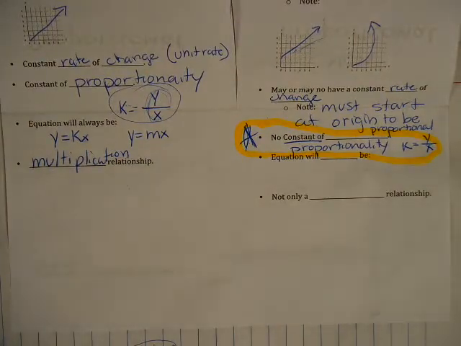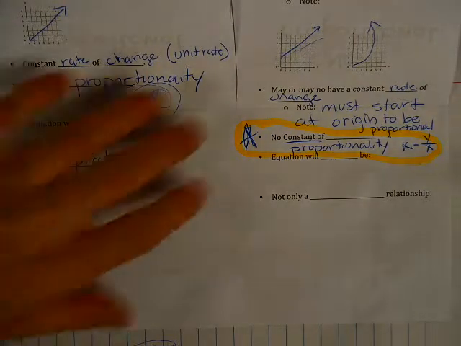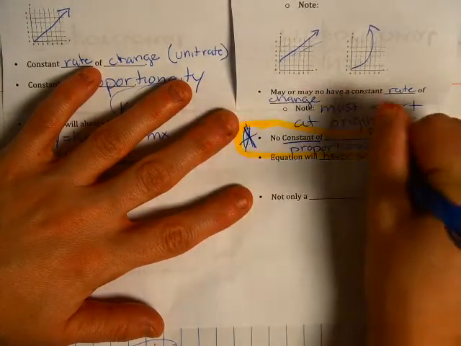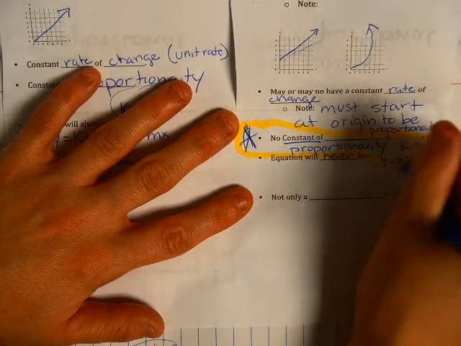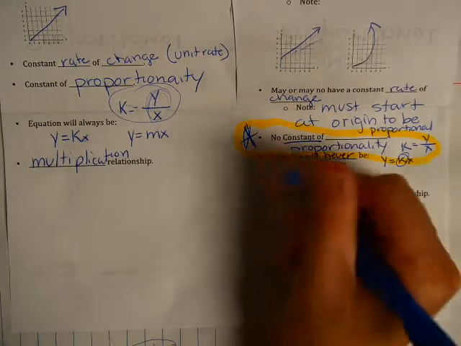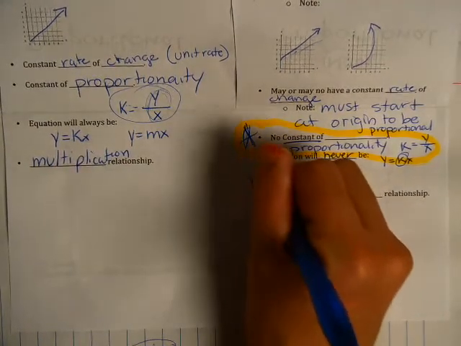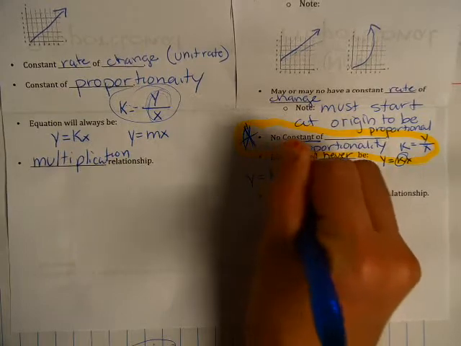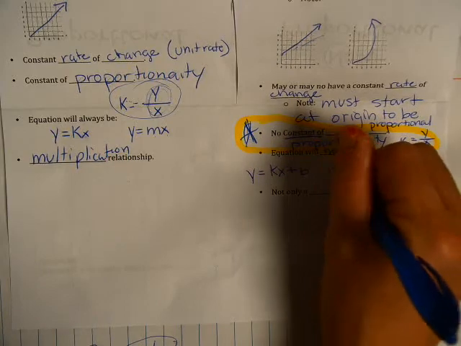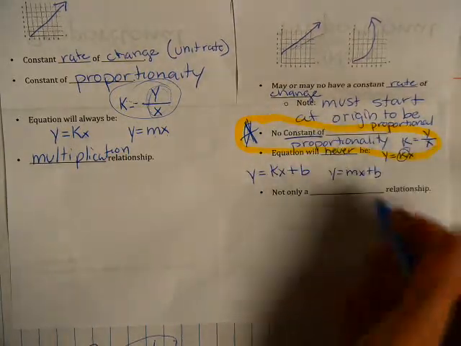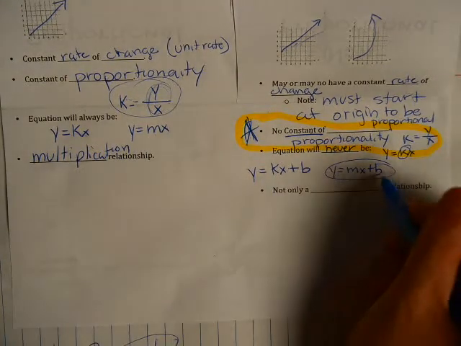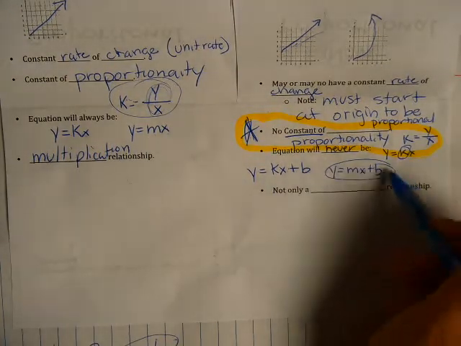Okay? Now, the equation will never be y equals xk because we don't have that k. That's why it will never be that. Sometimes this is what it will look like: y equals kx plus b, or more common, mx plus b. Okay? This is called slope intercept form. Again, this is more an 8th grade thing, but we will be talking about this.